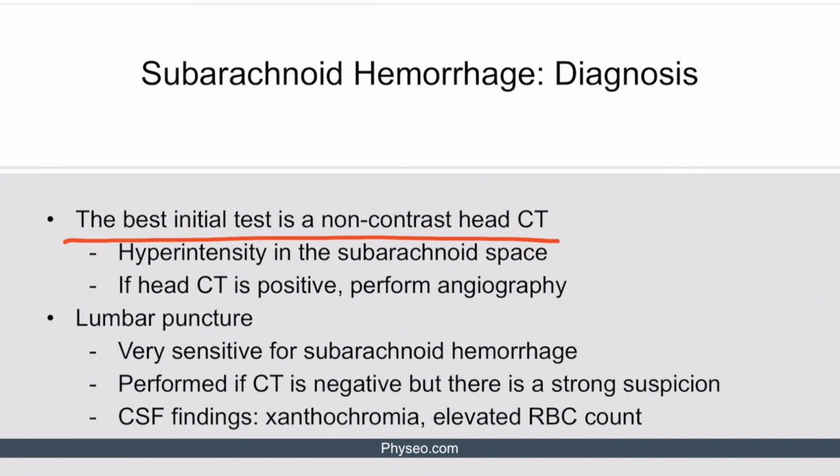Another test that can be performed is a lumbar puncture. A lumbar puncture is a very sensitive test, so it is ordered when the CT scan is negative, but the clinician still has a strong suspicion of subarachnoid hemorrhage. If the lumbar puncture reveals xanthochromia, this is a positive test. Xanthochromia is a discoloration of the CSF. We'll take a look at this in a moment. Elevated red blood cell count can be found in CSF analysis as well.